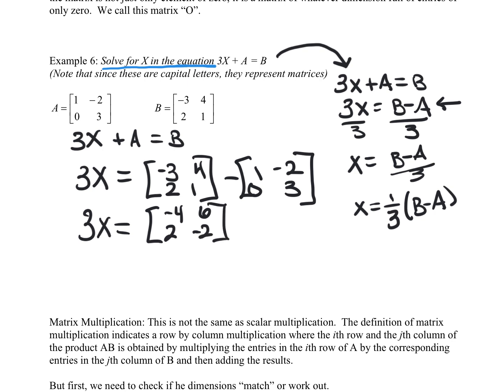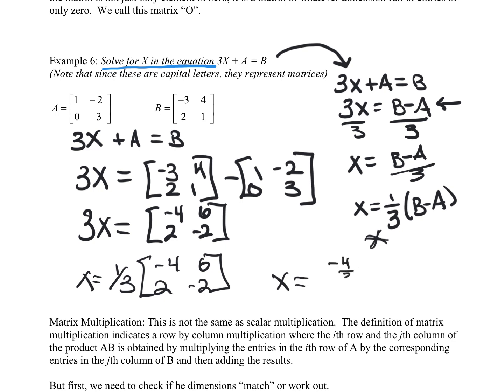And then I'm going to divide by 3, or do what I said right here and multiply by 1/3. So I get X equals 1/3 of this matrix, which means matrix X equals negative 4/3, 2/3, 2, and negative 2/3.